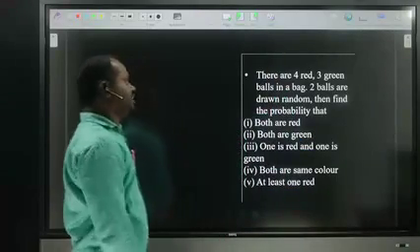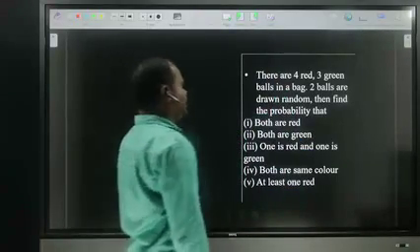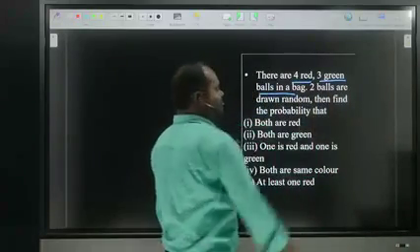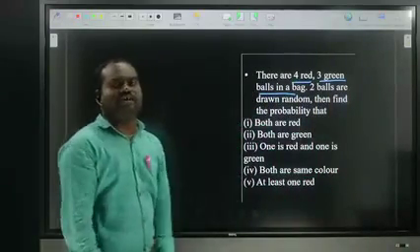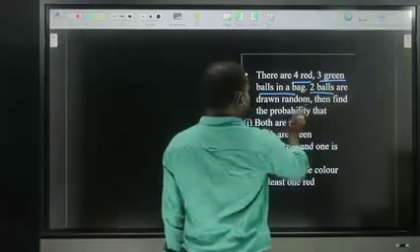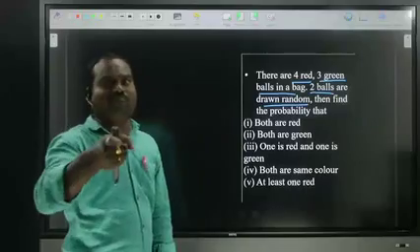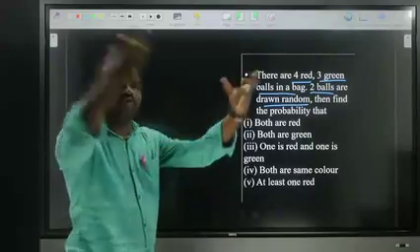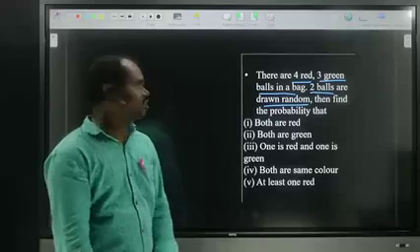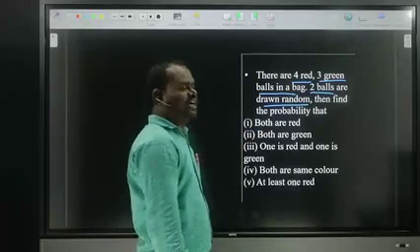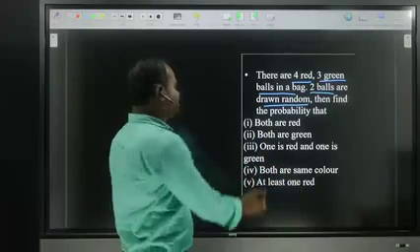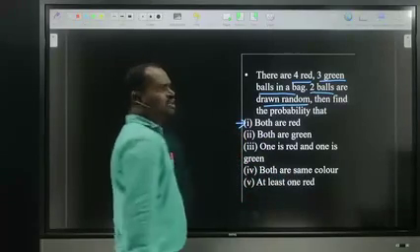What is next? There are 4 red and 3 green balls in a bag. 2 balls are drawn at random. Earlier it was 1 ball, now he is drawing 2 balls. Then find the probability that, first question, both are red.